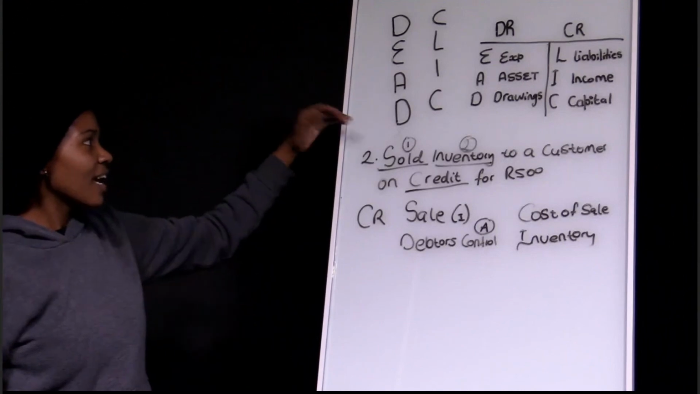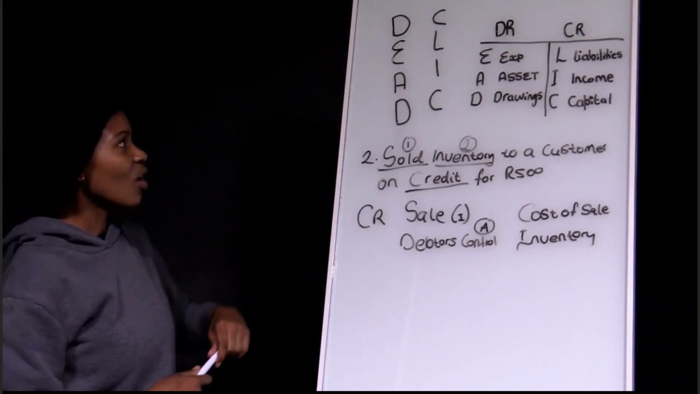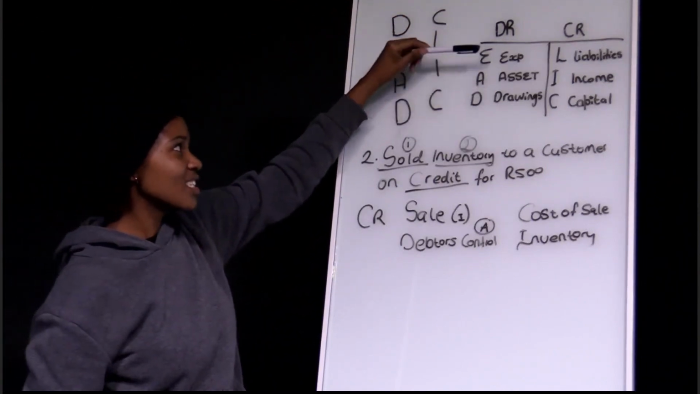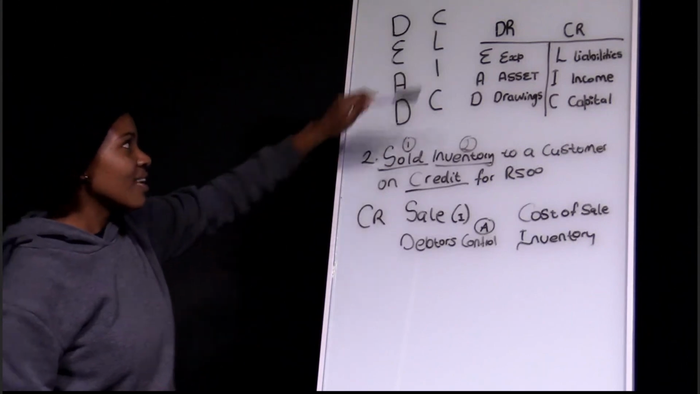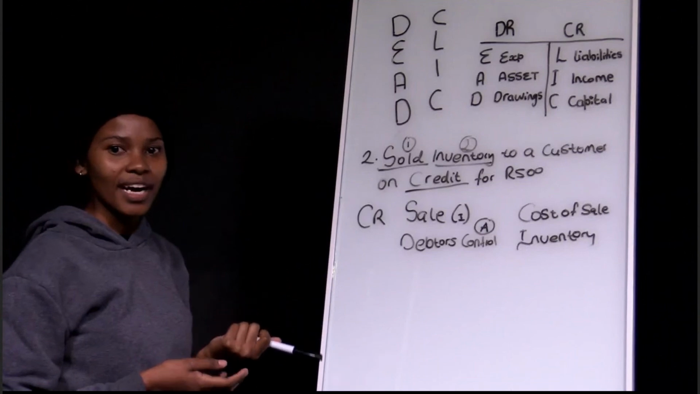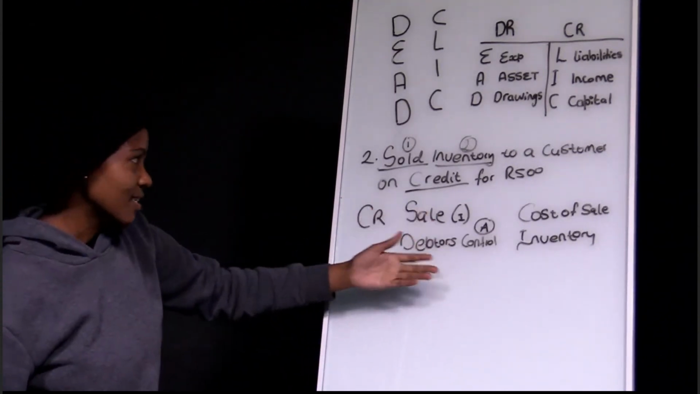Where do you see A? A is here under DEAD. And what is DEAD telling us? DEAD is saying that on the debit side, our expenses, assets, and drawings increase. And obviously, if they increase on the debit side, then they decrease on the credit side. Then you ask yourself, what is happening to our debtors?